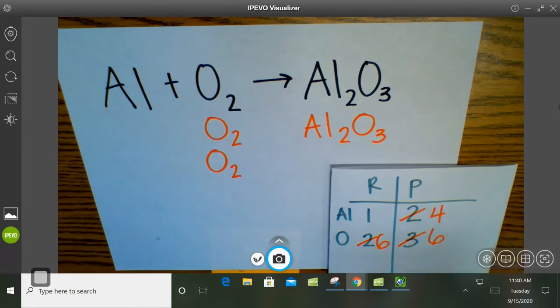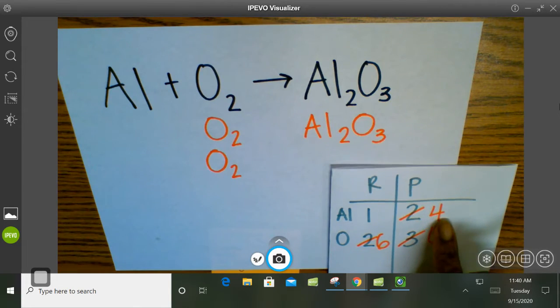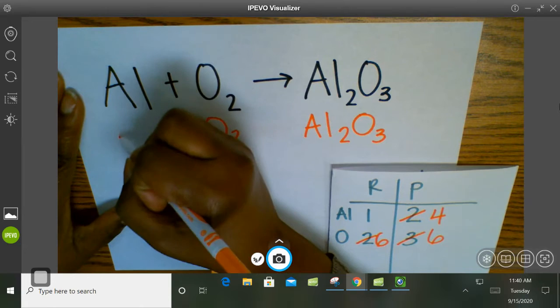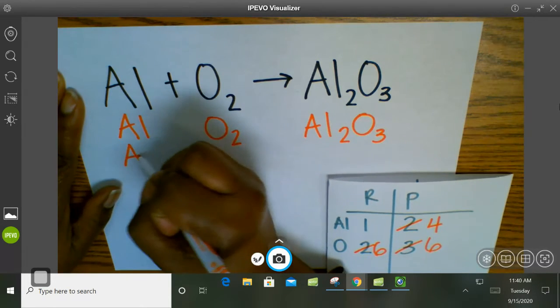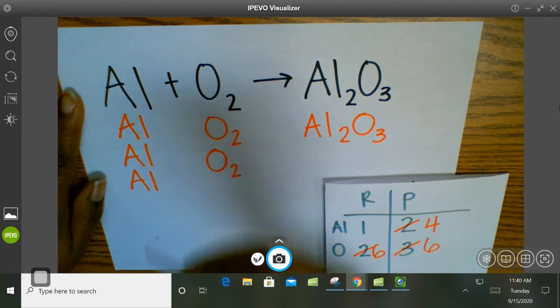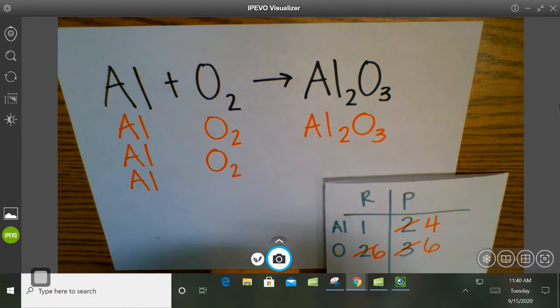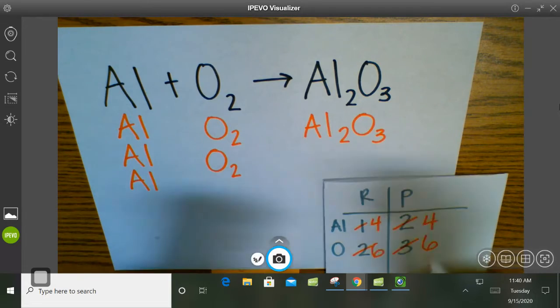Okay, so now my O's are balanced. And I'm like, okay, I'm done. Not quite. Your oxygens are balanced, but your aluminums are not. You now have 4 on the product side, but only 1 on the reactant side. So you need to add 3 more of these. And this is Al, not Ai. All right, and so now you are completely balanced.